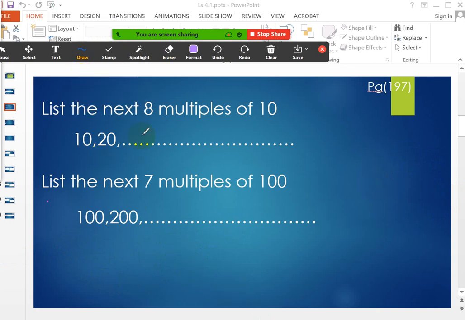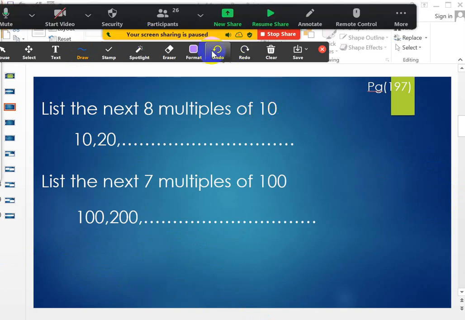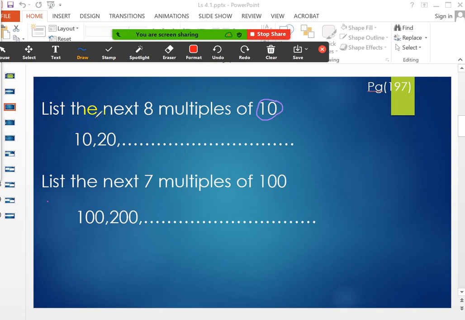Okay? What does that mean? That means I have to multiply 10 with the counting number. Okay? 10 with the counting number. So counting number means 1, 2, 3, 4, 5, etc. Okay? This is the counting number. I have to multiply 10 with each counting number.